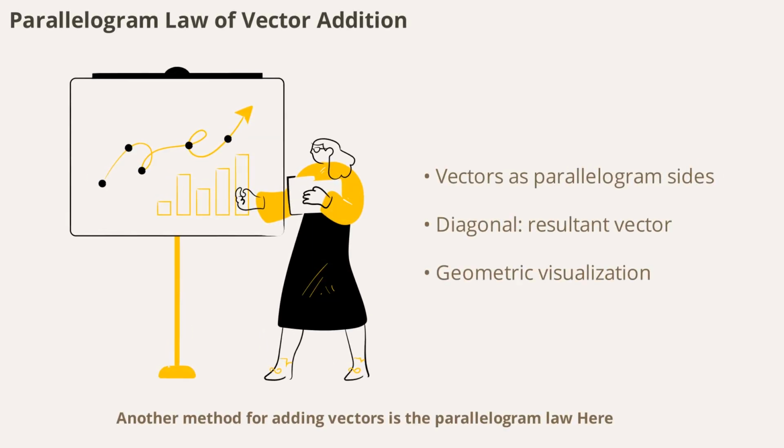Another method for adding vectors is the parallelogram law. Here, two vectors are drawn from the same point, and a parallelogram is constructed with these vectors as adjacent sides. The diagonal of the parallelogram, starting from the same point, represents the resultant vector. This approach is particularly helpful when dealing with vectors that are not aligned along the same line. It provides a clear geometric way to determine the combined effect of two vectors acting simultaneously.